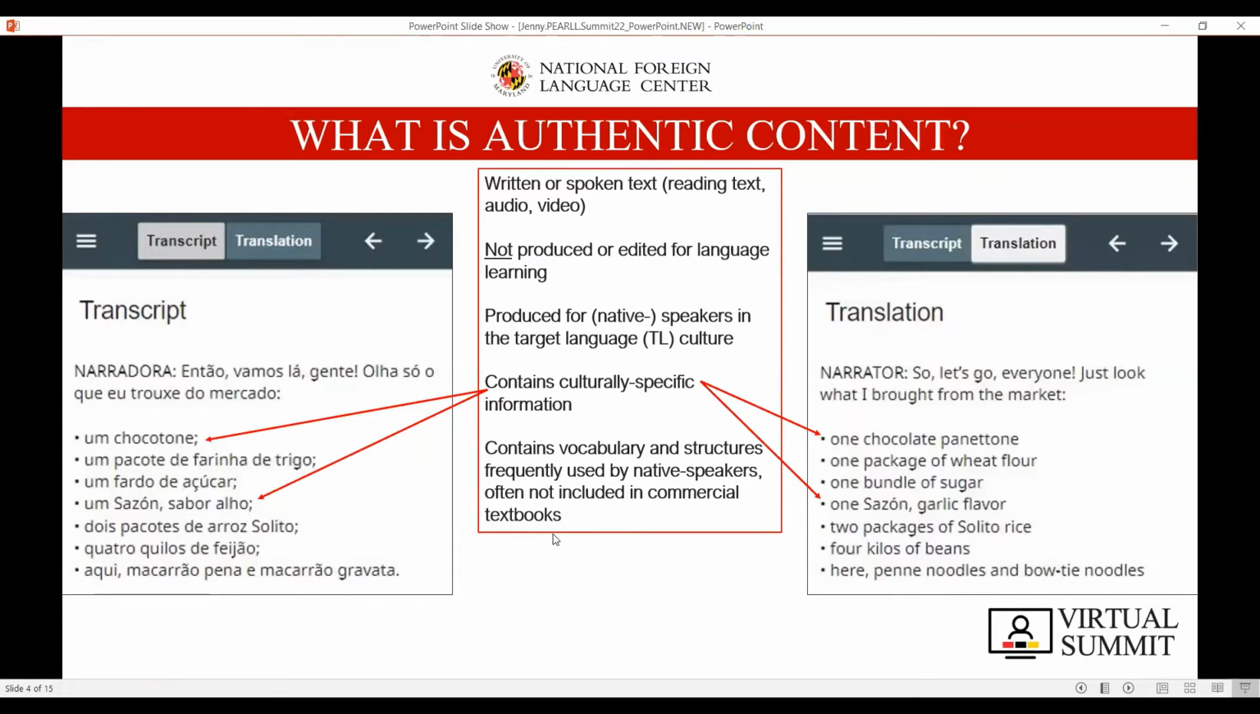Authentic materials also contain vocabulary used in daily life, including jargon, expressions, and phrases that are often excluded from commercial textbooks. Here, the expression, "então vamos lá, gente," let's go everyone, is a highly frequently used expression in Brazil that is not necessarily part of textbooks for Portuguese beginners. So by using a video like that, learners will become exposed to authentic language use and cultural input from the early beginning on. In order to find suitable content for the classroom, some criteria have to be taken into consideration.